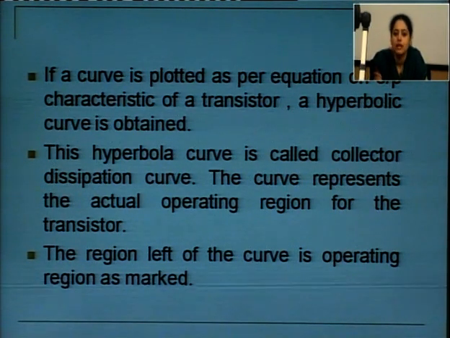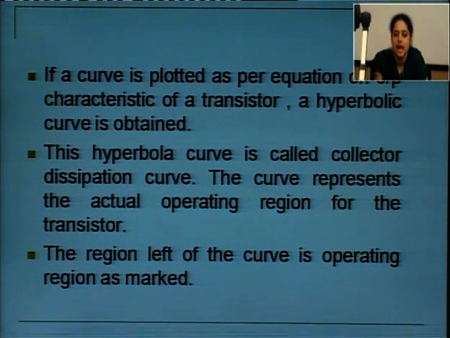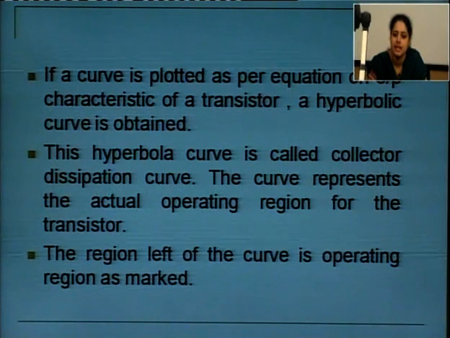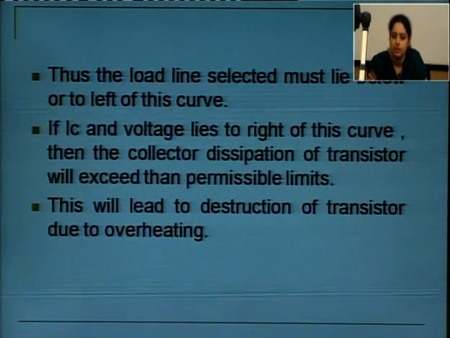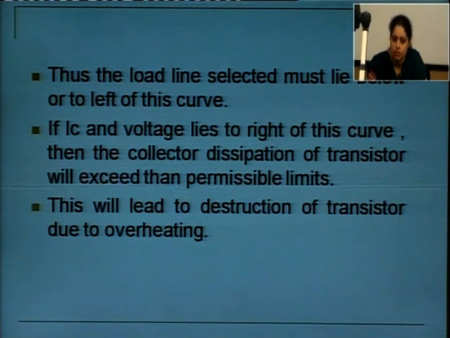So this hyperbola curve is called the collector dissipation curve. The curve represents the actual operating region for the transistor. As we have discussed, the region to the left of the curve is the operating region as marked, and the load line selected must lie below or to the left of this curve, so that the operating limit is appropriate for the working of the component or the circuit.